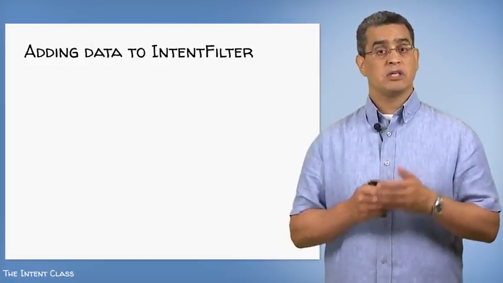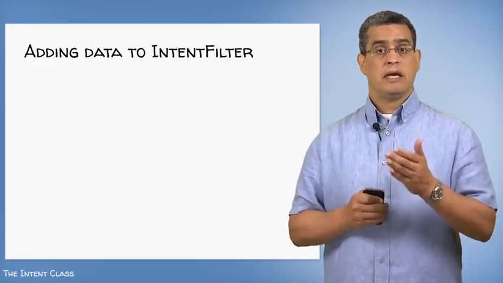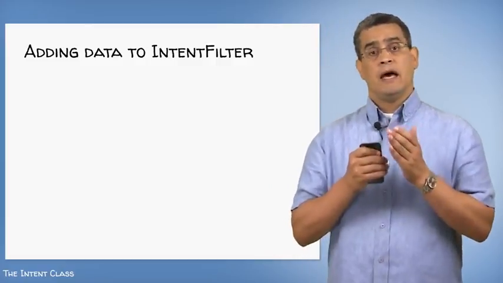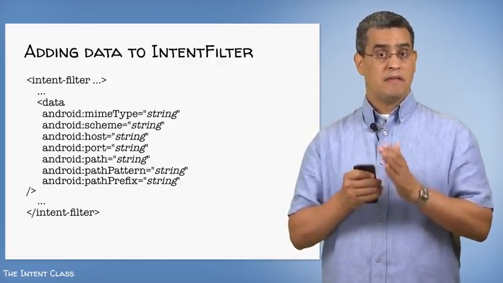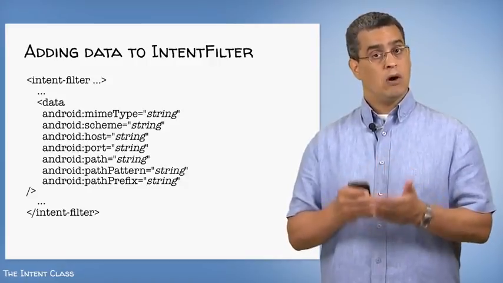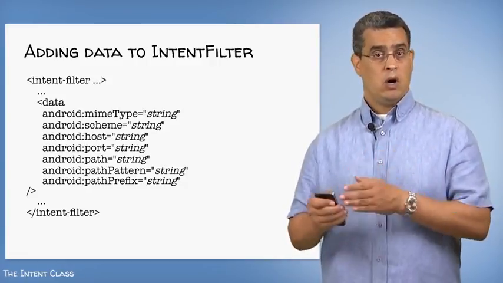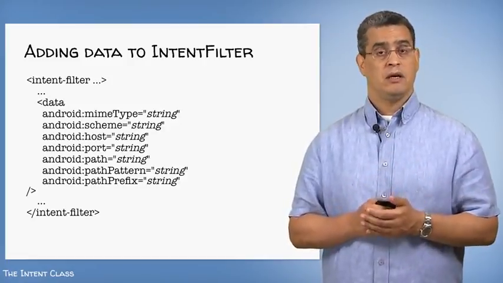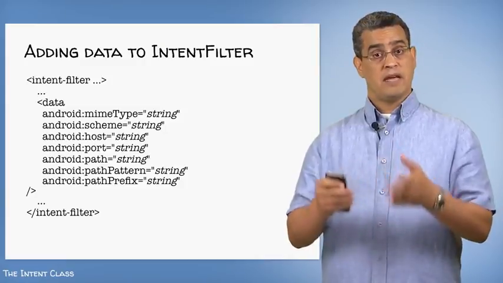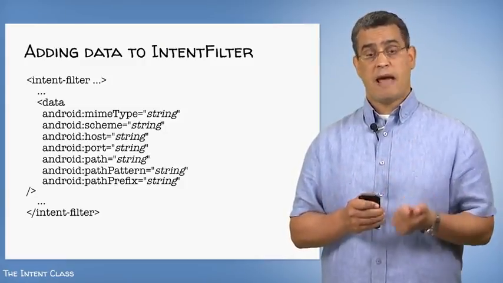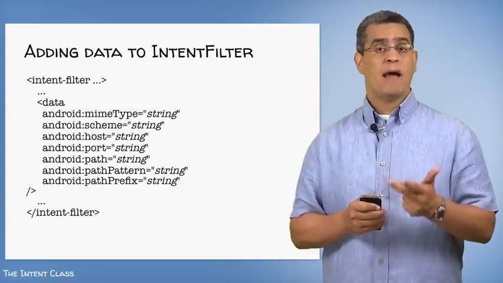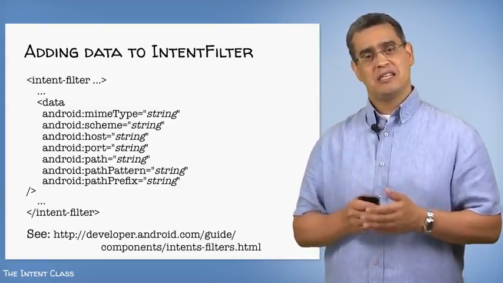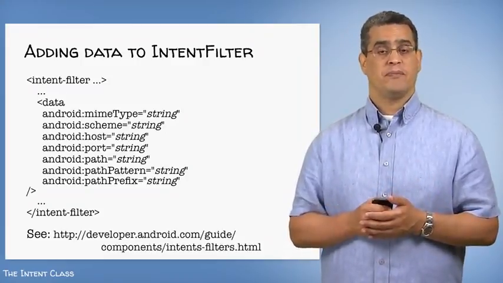If your activity handles a specific type of data, it can add that information to its intent filter as well. For example, an activity can specify the MIME type of the data it handles. It can also specify the scheme, host, and/or port number of the data URIs it handles. It can further limit the format of the data URI by specifying its path, path pattern, or path prefix. And there are quite a few possibilities here. So please see the documentation for more examples.